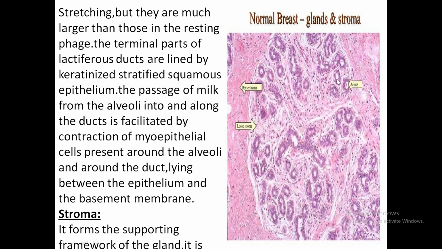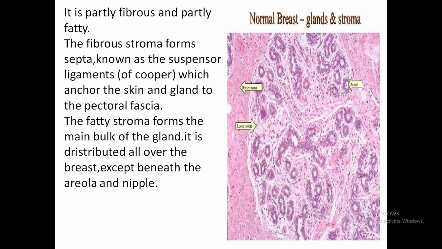This is the histological section of the mammary gland. These are the alveoli and this is the loose stroma. Stroma forms the supporting framework of the gland. It is partly fibrous and partly fatty. The fibrous stroma forms septa, known as suspensory ligaments of Cooper, which anchor the skin and gland to the pectoral fascia. The fatty stroma forms the main bulk of the gland. It is distributed all over the breast except beneath the areola and the nipple.